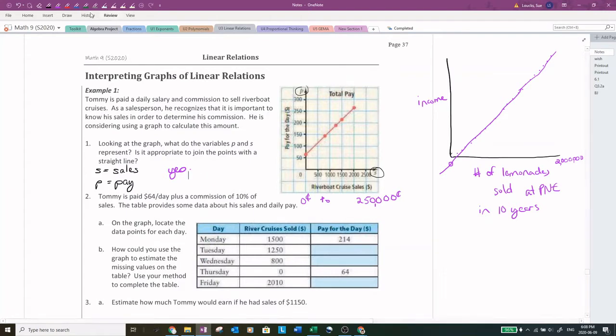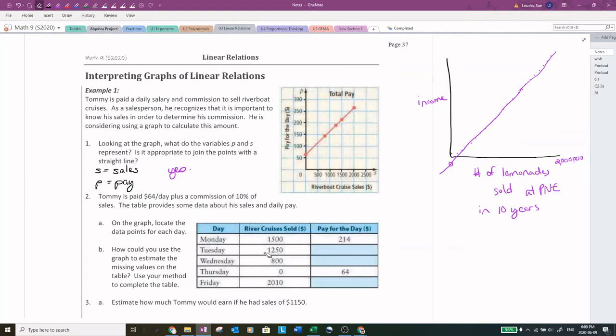Okay, I'm going to erase some of that because this graph is going to get quite cluttered and I don't need this extra stuff around here. All right, question 2. Tommy is paid $64 a day plus commission of 10% of sales.